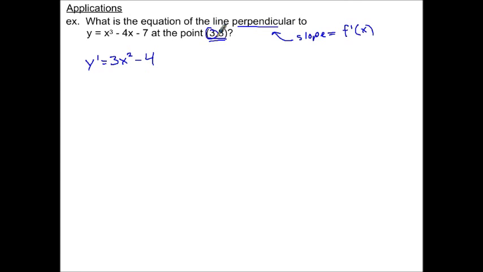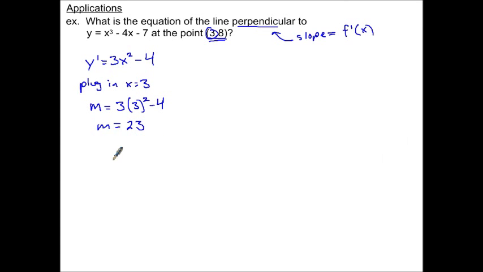Okay, now again, this represents the slope at any point along the curve, and I want the point 3,8. Specifically, I care about the 3. So basically at this point, I'm going to plug in x equals 3 into the derivative to find out what the slope at that particular point is. So now my slope is what I get by plugging in here. So that's going to be 3 times 3 squared minus 4, and a little button pushing or mental math later, 9 times 3 is 27, minus 4 is 23.